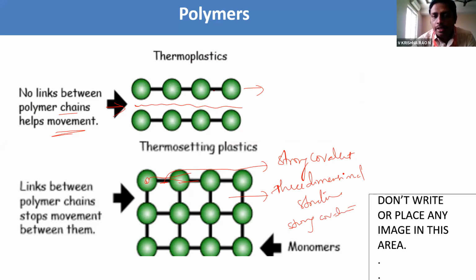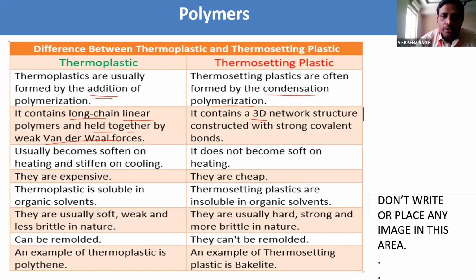Thermoplastic resins contain long chain linear polymers held together by weak van der Waals forces. Thermosetting plastics are a 3D network structure constructed with strong covalent bonds. Thermoplastics usually soften on heating and stiffen on cooling. You have already seen this one: on heating, the thermoplastic resin becomes soft. Initially it was hard. On heating, what happens?